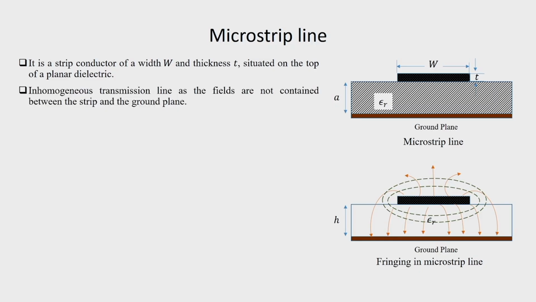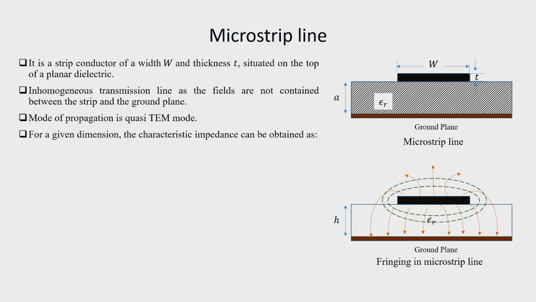So, it consists of a conductor of width W, thickness T, situated on the top of a planar dielectric. It is an inhomogeneous transmission line. Fields are not contained between strip and ground plane. Fringing of fields occurs. The mode of propagation is called quasi-TEM, and for a given dimension, the characteristic impedance can be obtained.